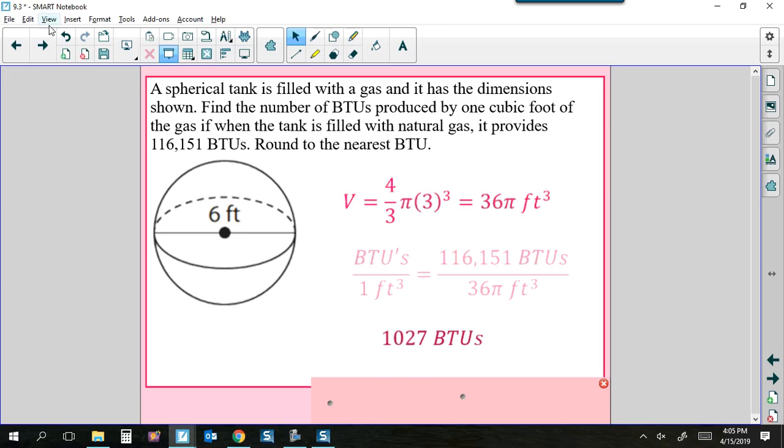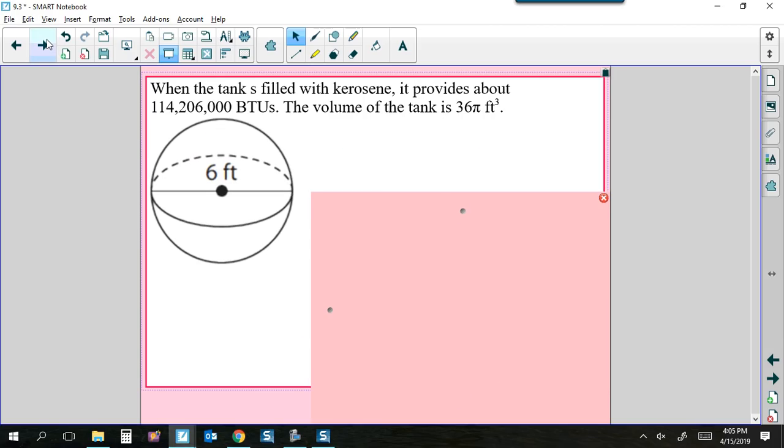Not too bad. And last but not least, we're going to use the same exact tank, but this time we're filling it with kerosene. Kerosene provides about 114,206,000 BTUs. And again, we know the volume of this tank is 36 pi. So we're going to go ahead and find the BTUs of this situation.